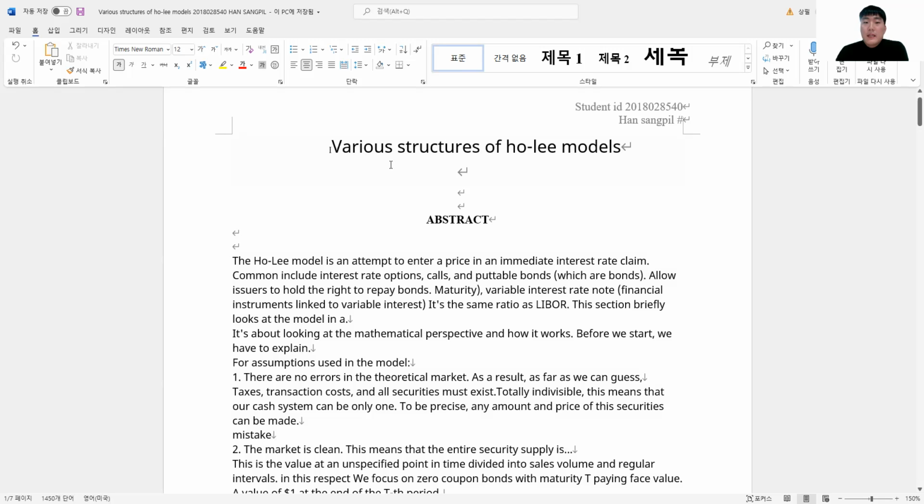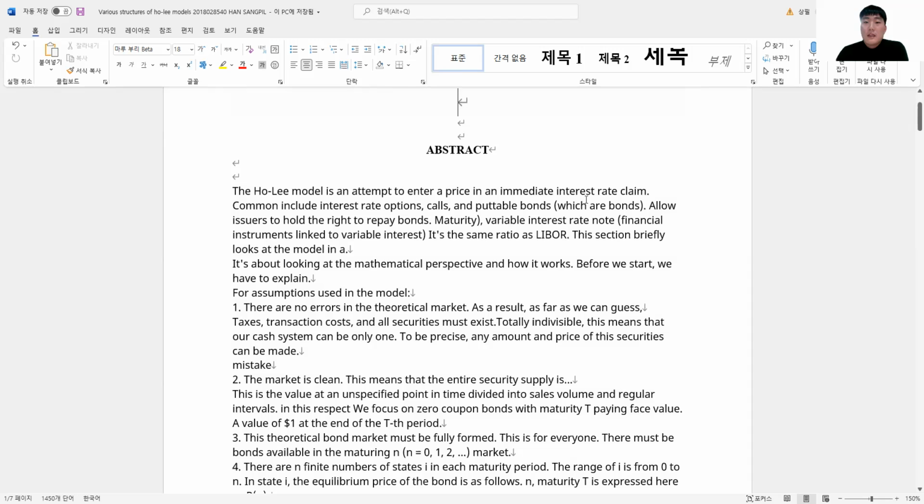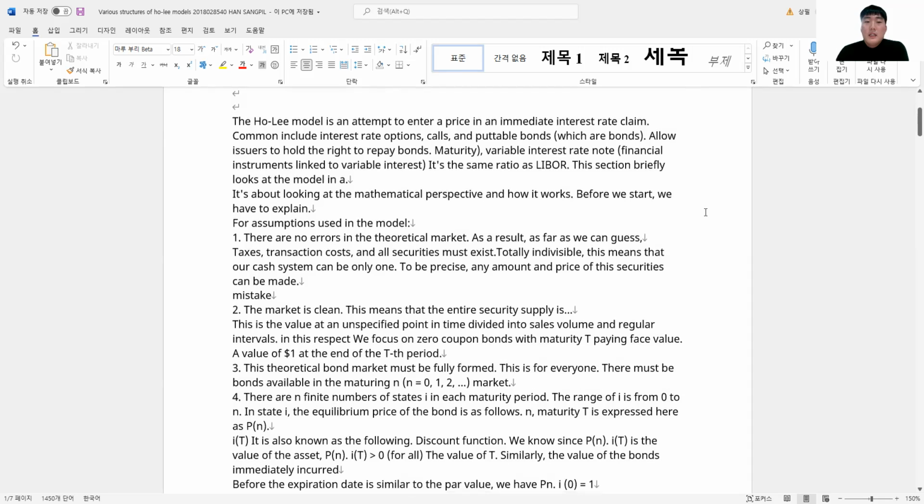I want to explain my genre, and my main topic is various structures of the Ho-Lee model. I want to start with the abstract. The Ho-Lee model is an attempt to price interest rate claims.